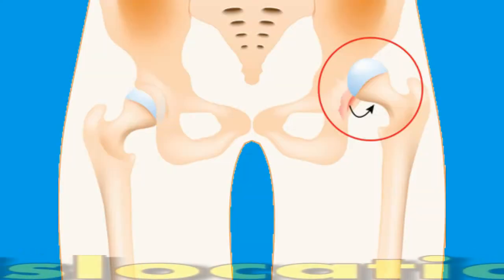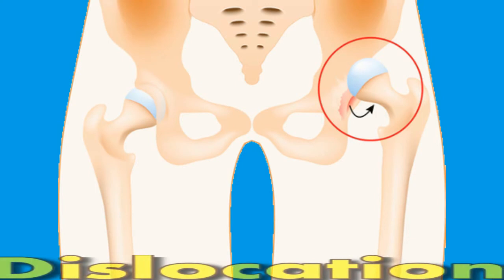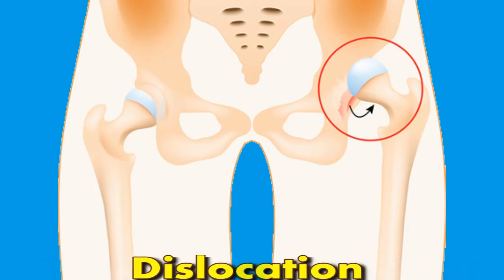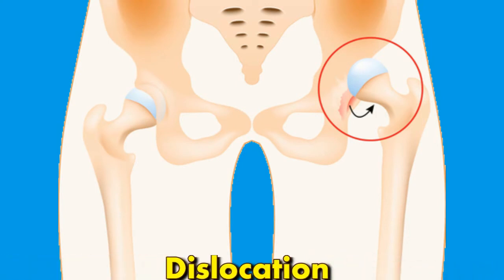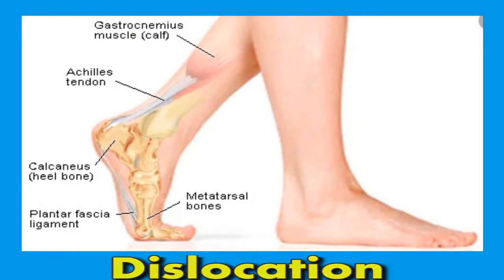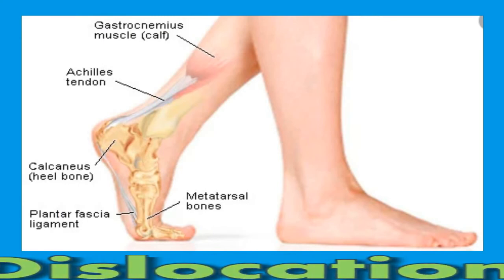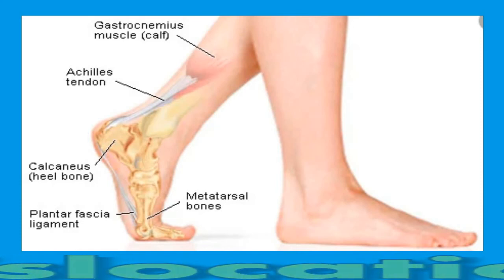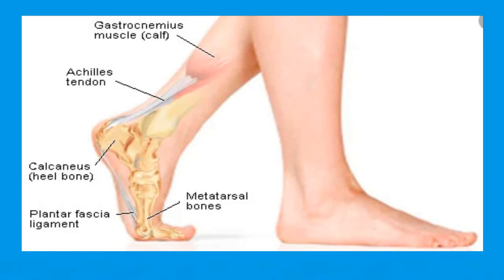Dislocation. Hip, knee or ankle dislocation can cause hip and leg pain. The most common causes include injuries sustained during activities such as jumping or playing sports. An accident such as a motor vehicle crash or fall from a height can also cause dislocations.